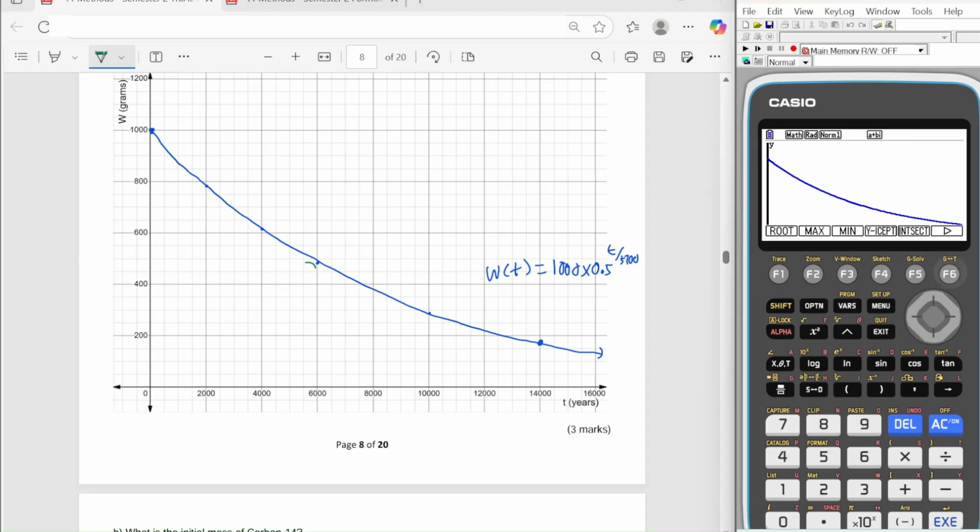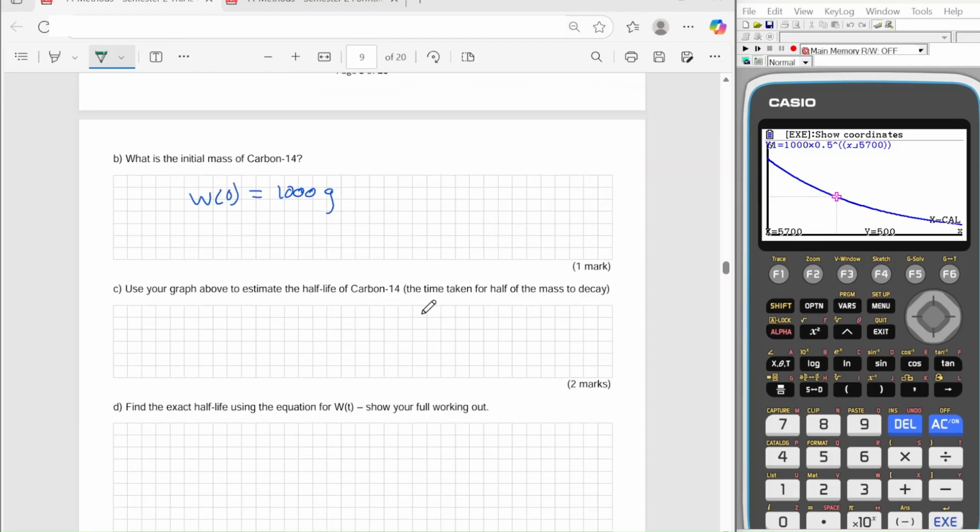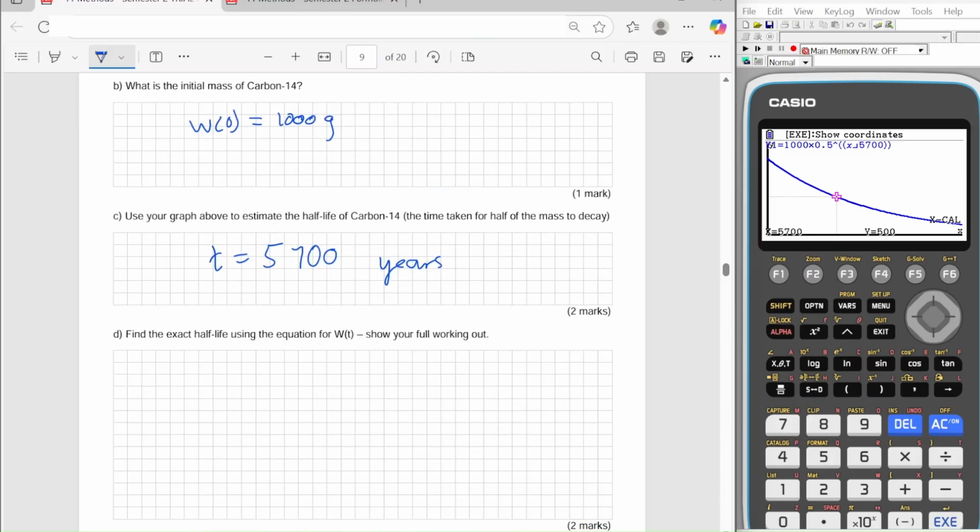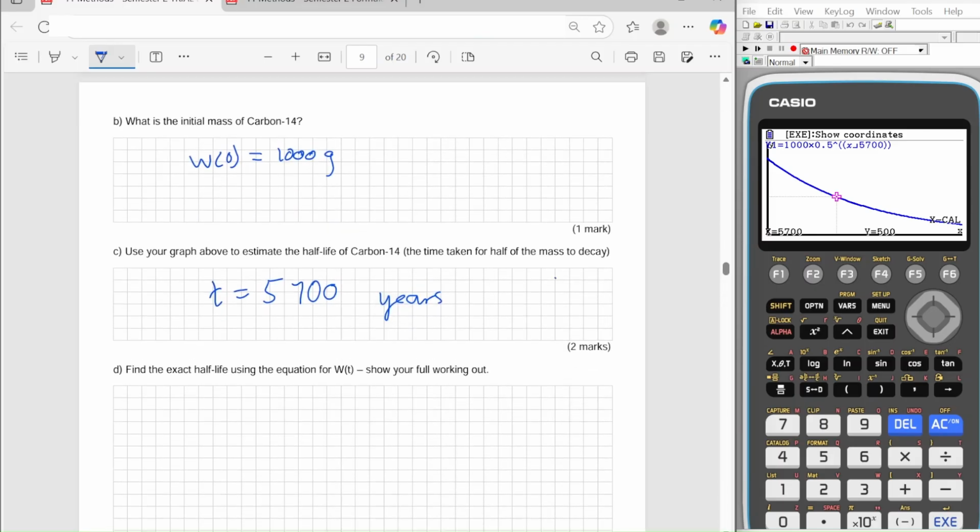So GSolve, xcal, 500. That's half the amount of time. Hey. So I guess it's pretty good. 5,700 is the actual amount. So T equals 5,700 years. It's actually an exact equals there. So this was, for the weight is 500.